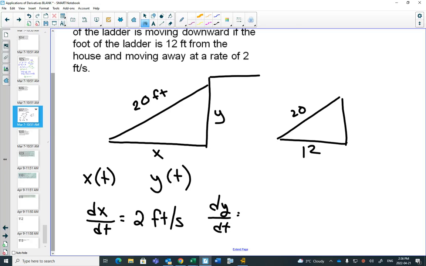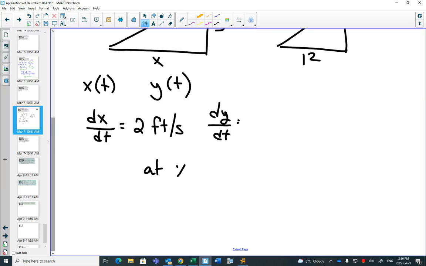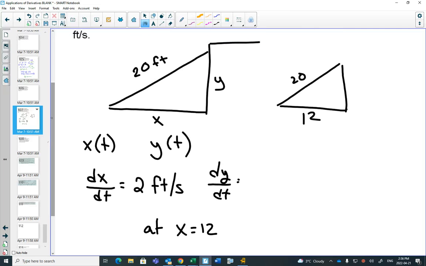And we want to find it at x equals 12. Well, at x equals 12, do you recognize that as your 3, 4, 5 triangle? Okay, what side will this be? 16. 3, 4, 5 proportions. So at x equals 12 and y equals 16, z will always be 20.